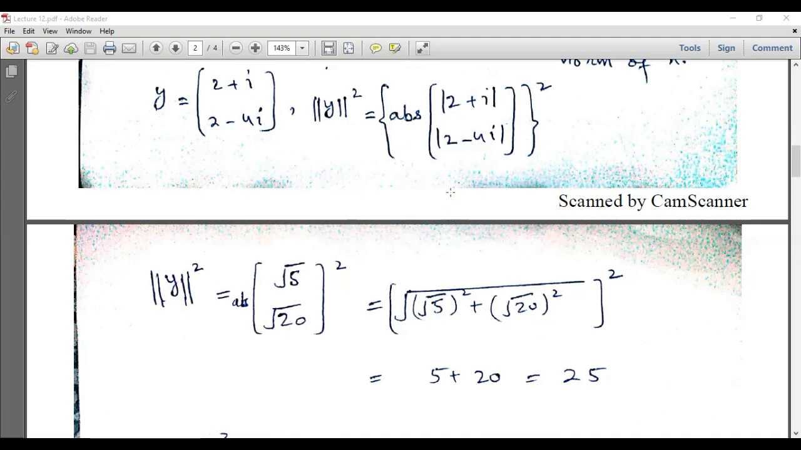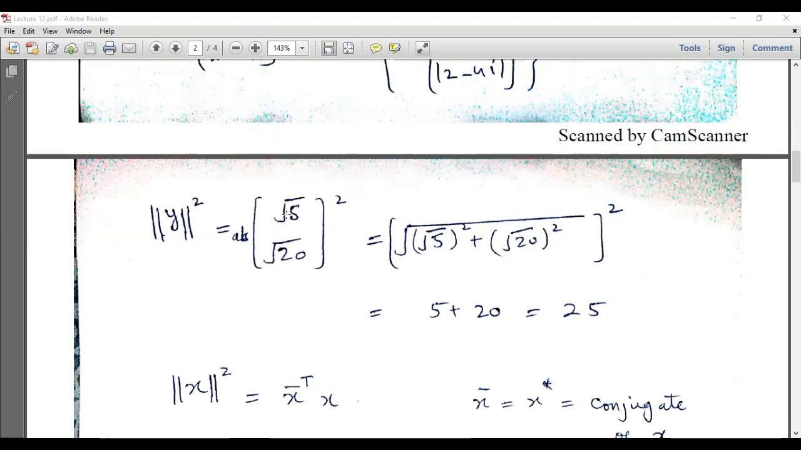Now evaluate the absolute value of this real vector and then take the square, right? The absolute value of this real vector is equal to the square root of the square of the first component plus the square of the second component, right? So the square root of 5 plus 20, and then you will take the square. So this square root will cancel out with the square, and you will get 25. So 25 is the square of the second norm of this complex vector, right?